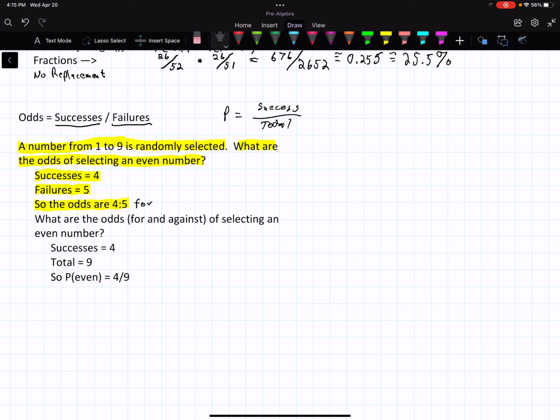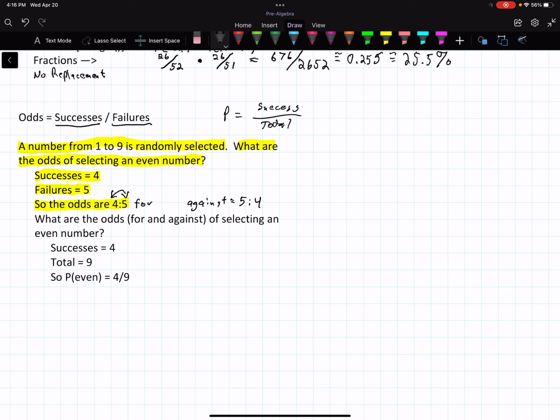If I was asking you to do the odds against something, and you already know the odds for it, all you do is rewrite it in the opposite way. Flip those two around. The odds for something happening are 4 to 5. The odds against that very same thing happening are 5 to 4. Doesn't matter what the number is, you just flip it around to be for or against.